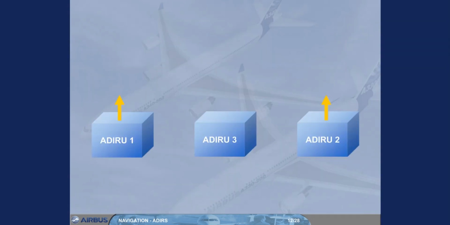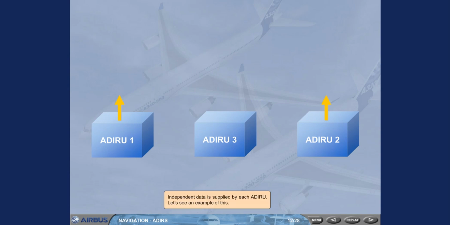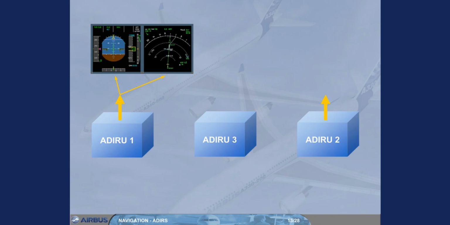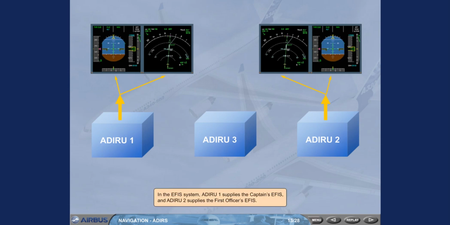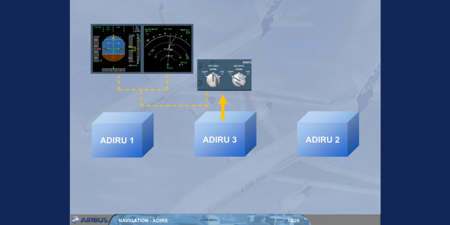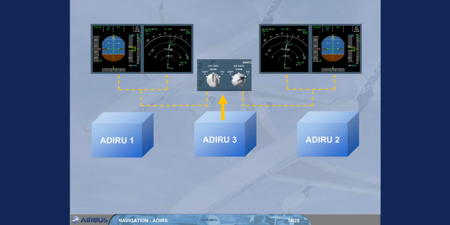Independent data is supplied by each ADIRS. Let's see an example of this. In the EFIS system, ADIRS 1 supplies the captain's EFIS and ADIRS 2 supplies the first officer's EFIS. ADIRS 3 is available as a backup to either EFIS system via the switching panel.